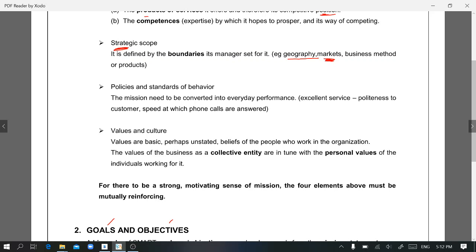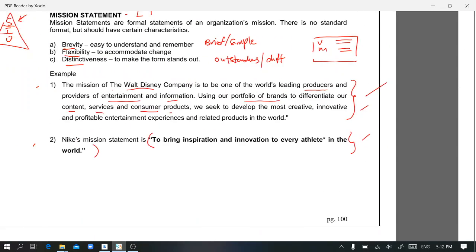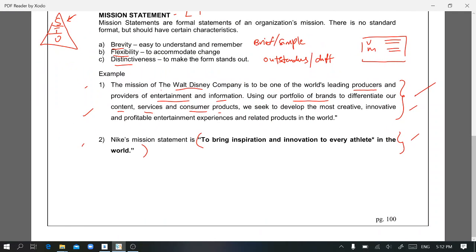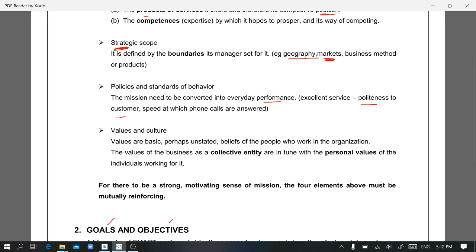So the mission needs to be converted into everyday performance. Excellent service, like politeness to customers and the speed at which phone calls are answered. So if your mission is to be number one, or your mission is to provide entertainment, you must have this kind of standard behavior. For example, Disneyland.